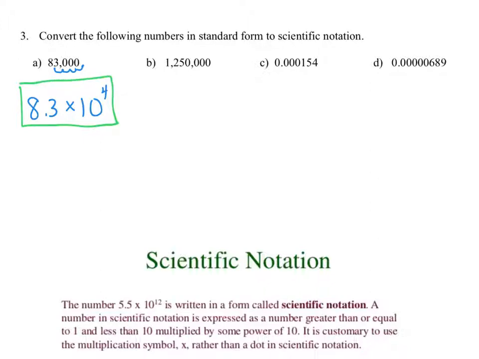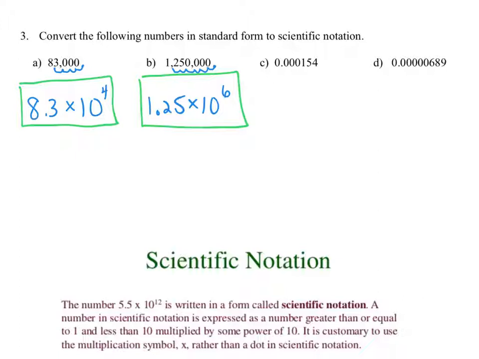Let's take the number 1,250,000 and write it in scientific notation. You're going to move the decimal place over 1, 2, 3, 4, 5, 6 places so that we get the number 1.25 times 10 to the 6th power. Since 10 to the 6th power is 1 million, 1,250,000 can be written as 1.25 times 10 to the 6th power.